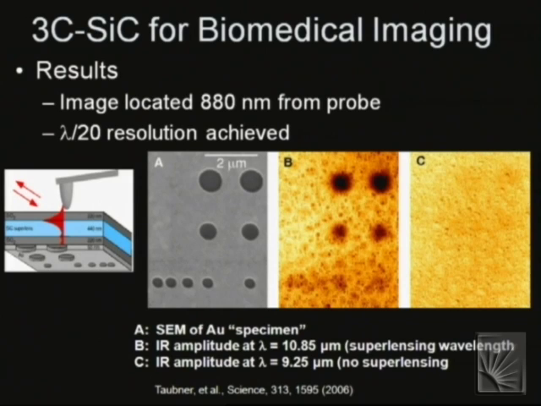If you go slightly off resonance, in other words, you tune the laser to 9.25 microns, the image completely disappears. This is imaging coming from the evanescent wave signature that the super lens is able to pick up. In other words, electromagnetic excitations along that interface that are lost by other optical means.